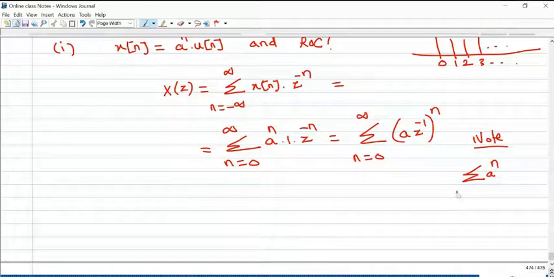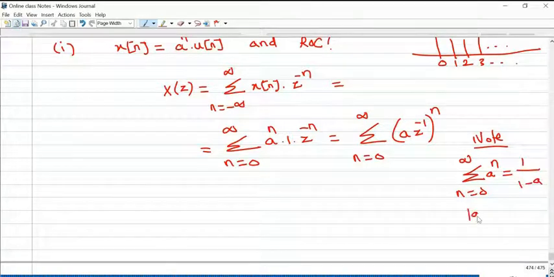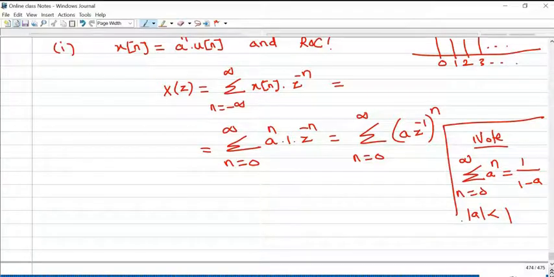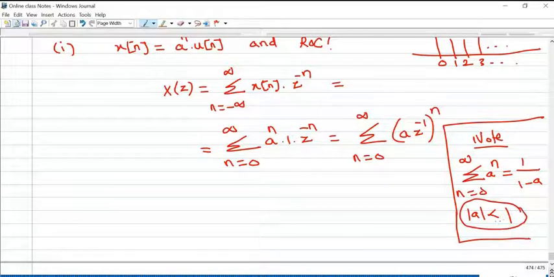Note: summation a power n, n varies from 0 to infinite, equals 1 divided by 1 minus a. The condition: a must be less than 1. Right? So using this relation, we may find the region of convergence in Z transform directly.